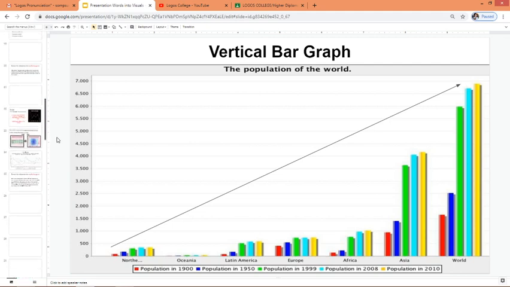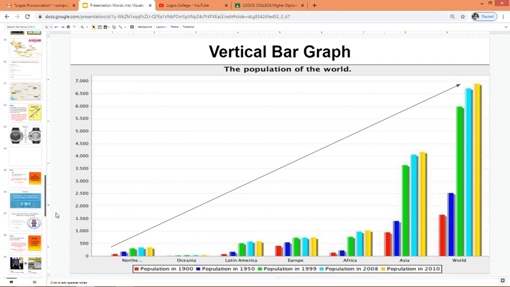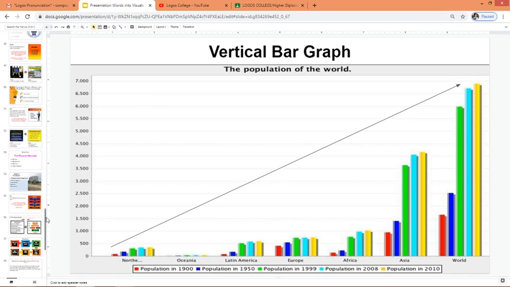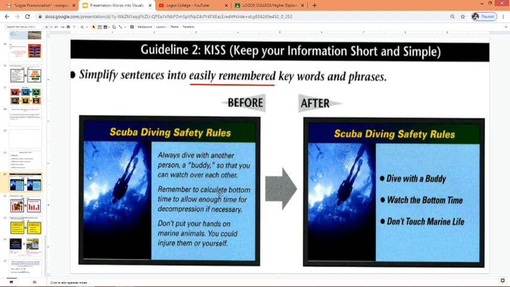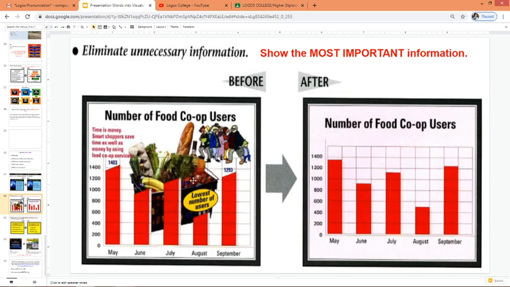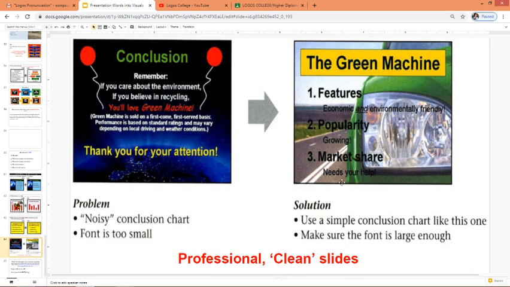The second guideline we talked about was guideline number 2, and it's KISS, right? It's keep information short and simple. You want to simplify. You want to eliminate unnecessary information. You want short words and phrases. Long sentences become short phrases. You don't want unnecessary pictures. You want a nice, clean, professional slide.